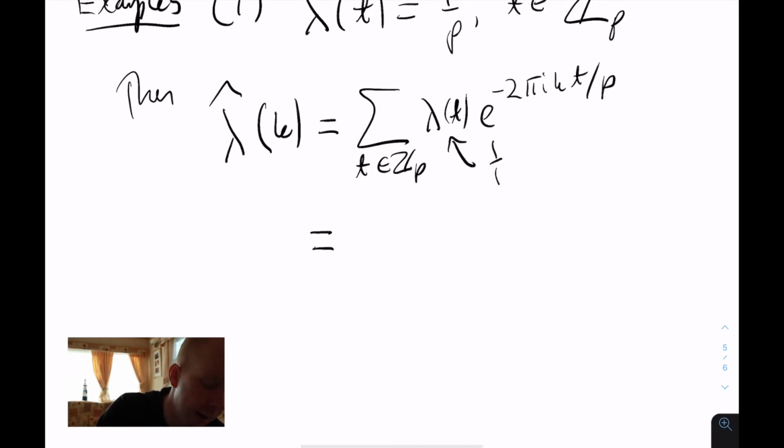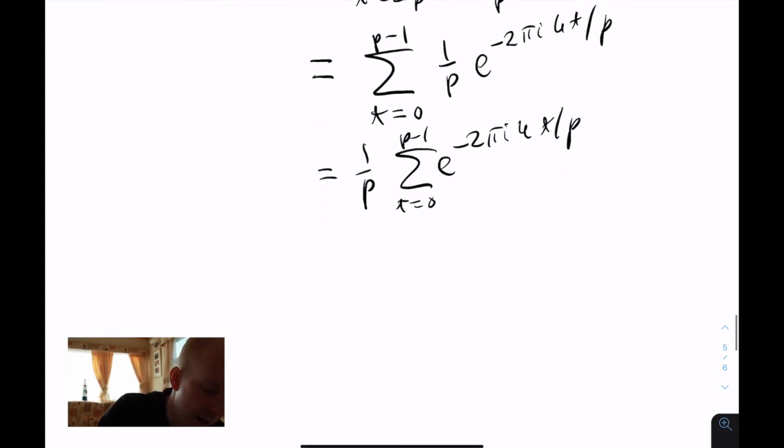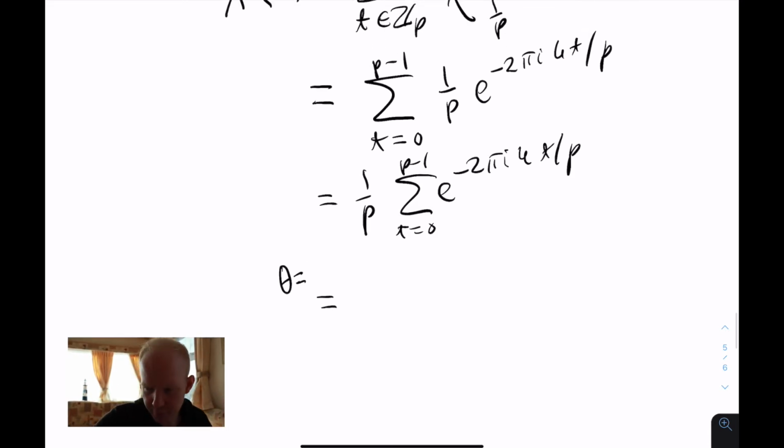Now we can open this up. So this is 1 over p. We can make this into a sum from 0 to p minus 1 of 1 over p e to the power minus 2 pi i k t over p. Take the 1 over p in the front, and it becomes the sum from 0 to p minus 1 of e to the power minus 2 pi i k t over p. And if you set theta now to be equal to minus 2 pi k t over p, that's the number we want to put.